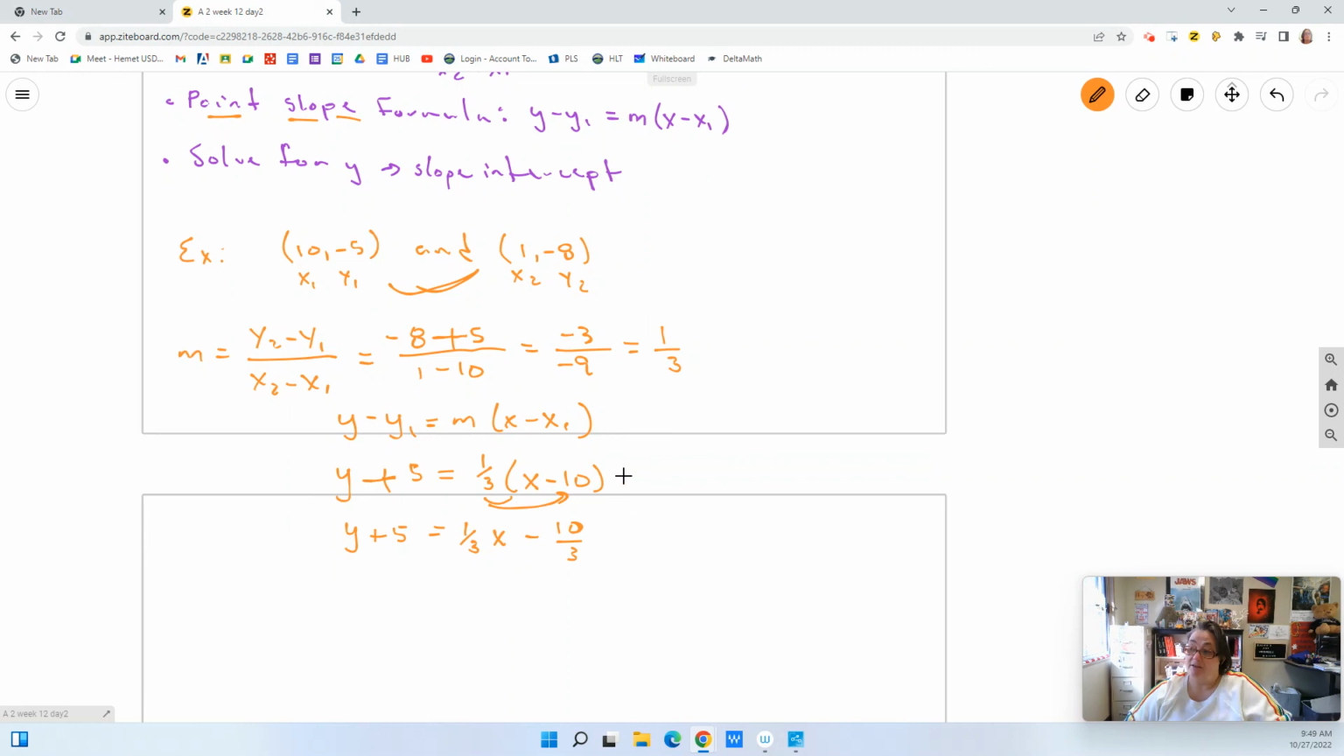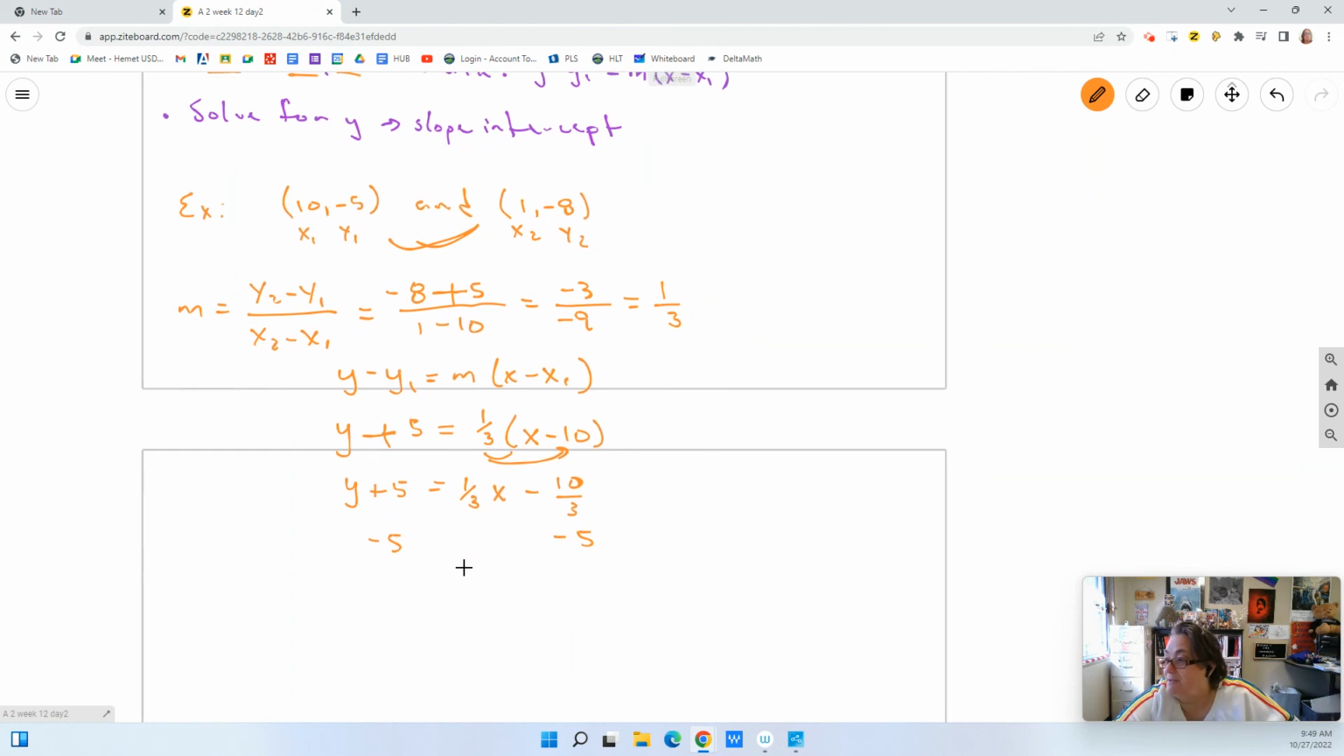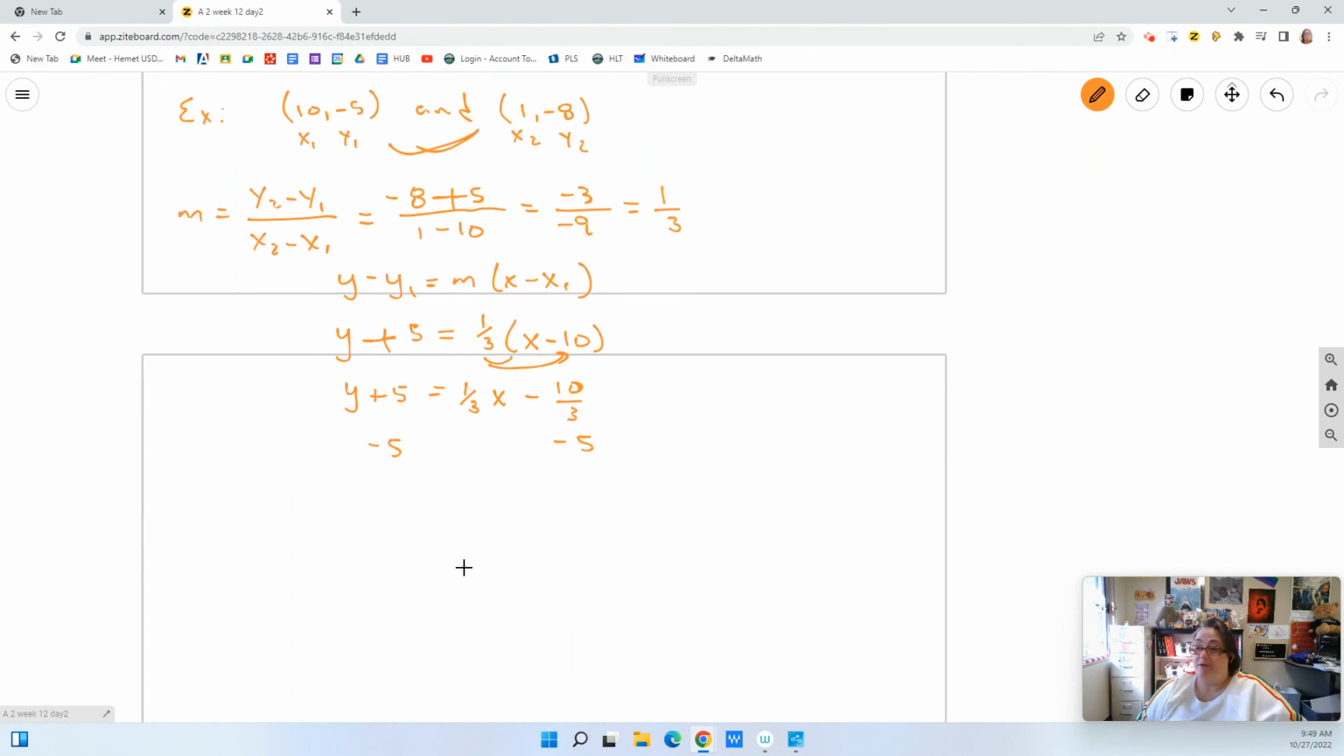This one's going to be a little uglier because when I move this 5 over, I'm going to have to find a common denominator, but we are adults. We can work with fractions, right? We could do this. And I know every time I say that, people are like, yeah, speak for yourself. We hate fractions, but that's okay.